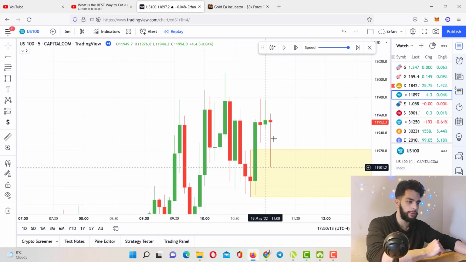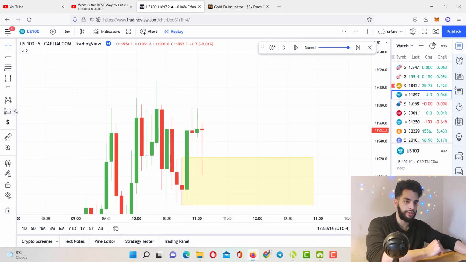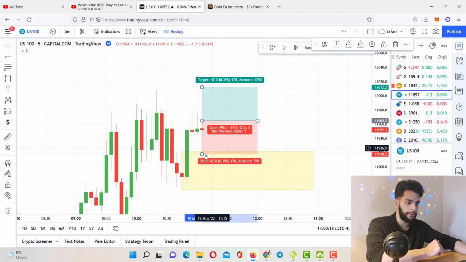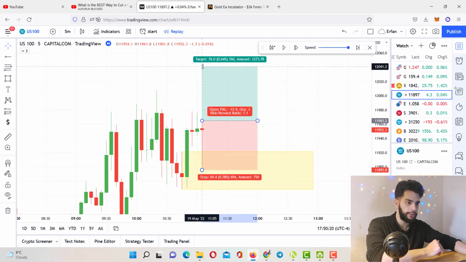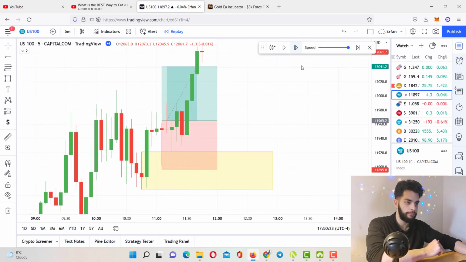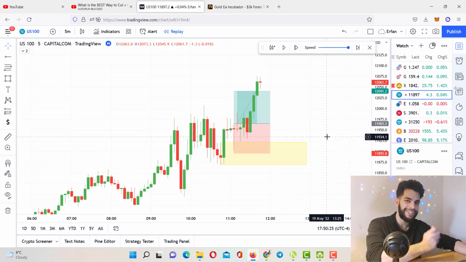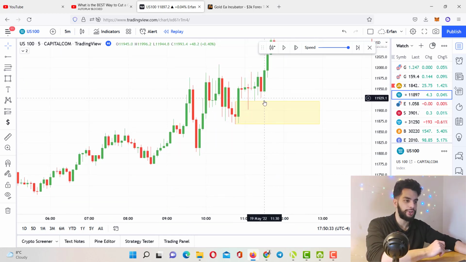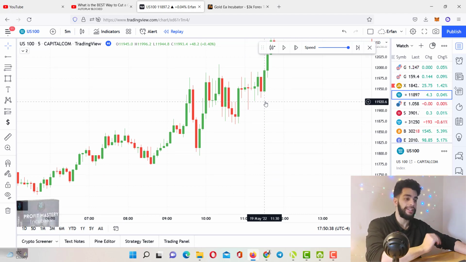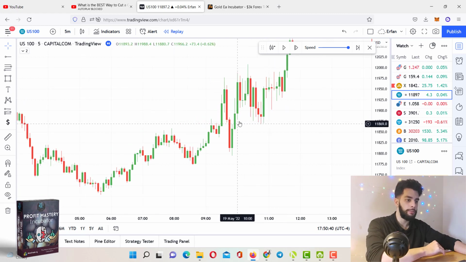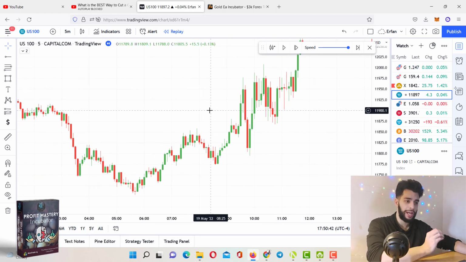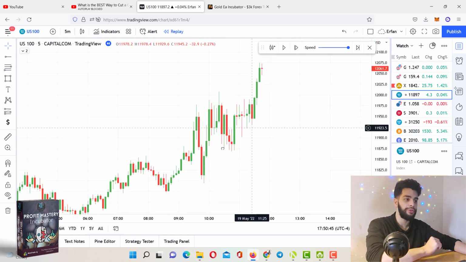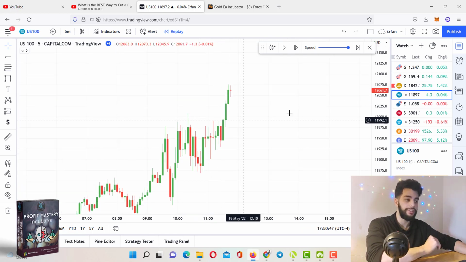Beautiful candle, beautiful rejection towards the upside. We know that the buyers are in the game. Buy stop here, stop loss here, TP here, boom, easy 1-to-1. See how easy it is? Without using any indicator, without any distraction, pure price action, you can easily take these trades. And this strategy literally has an accuracy over 80%. It's not 100%, of course not, nothing is 100%, but if you really pay attention to the gaps and the direction of the market, I can guarantee you that you can literally take these sniper entries.